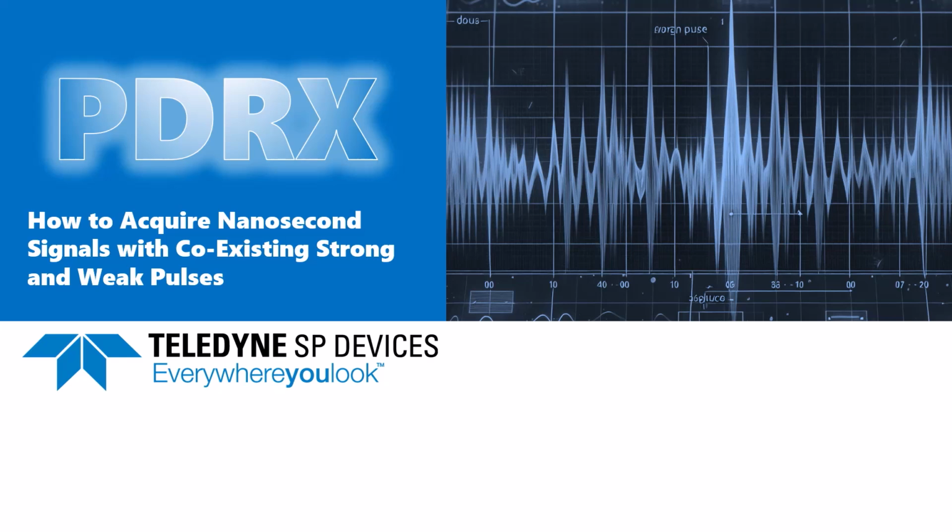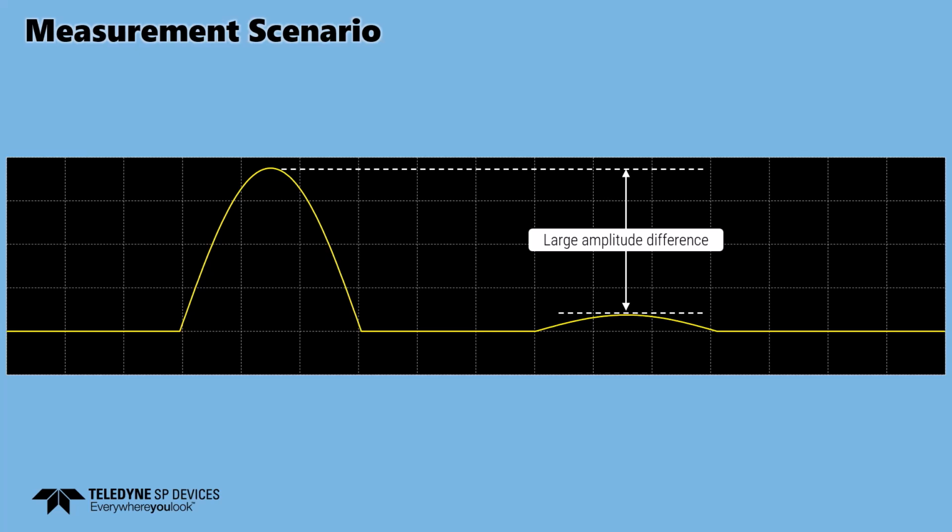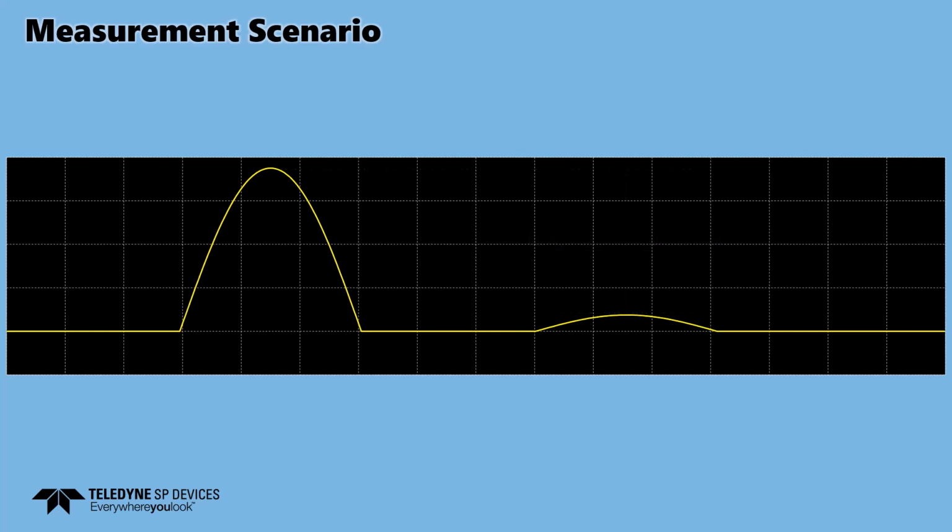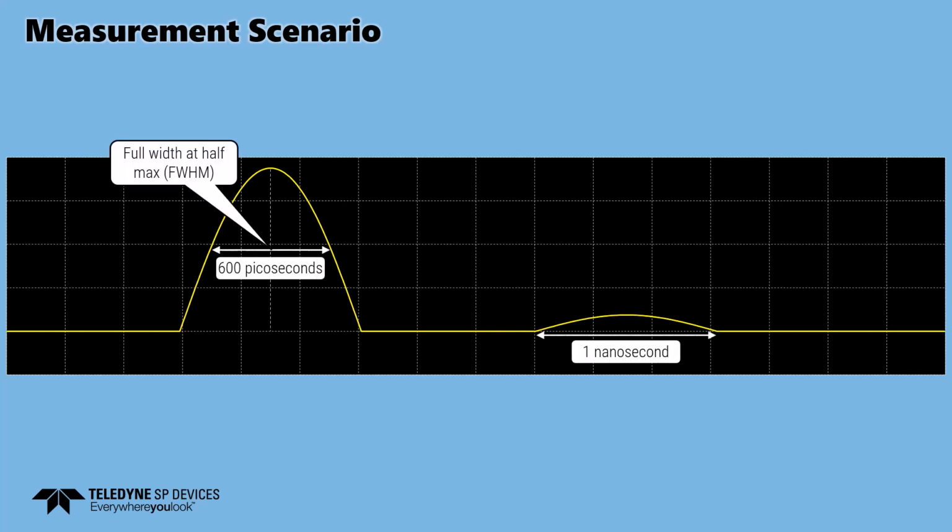Throughout this video, we will examine signals with a large amplitude difference between strong and weak signal components. Furthermore, we will focus on pulses with short duration, for example 1 nanosecond total duration or 600 picoseconds full width at half maximum.